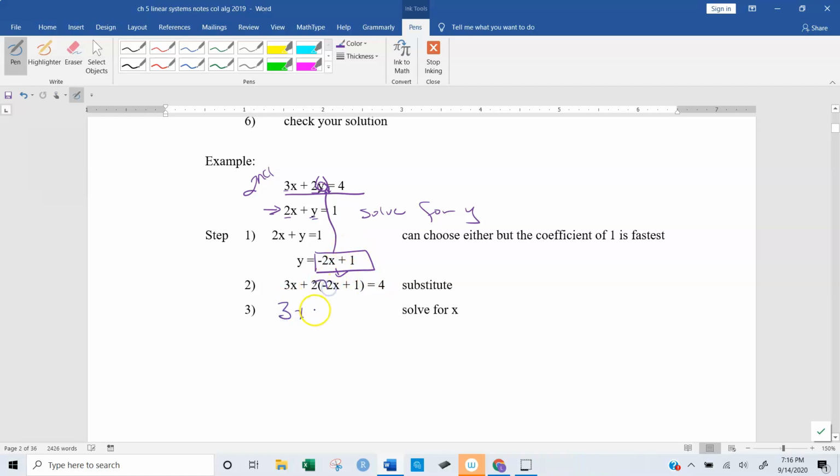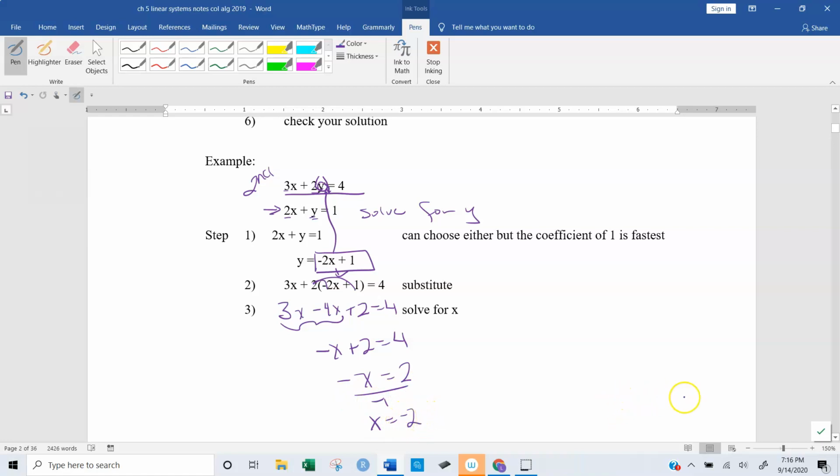So we're going to get -4x plus 2 equals 4. We're going to combine like terms here. So minus x plus 2 equals 4. Subtract your 2. So negative x equals 2. Divide by negative 1. So x equals negative 2.